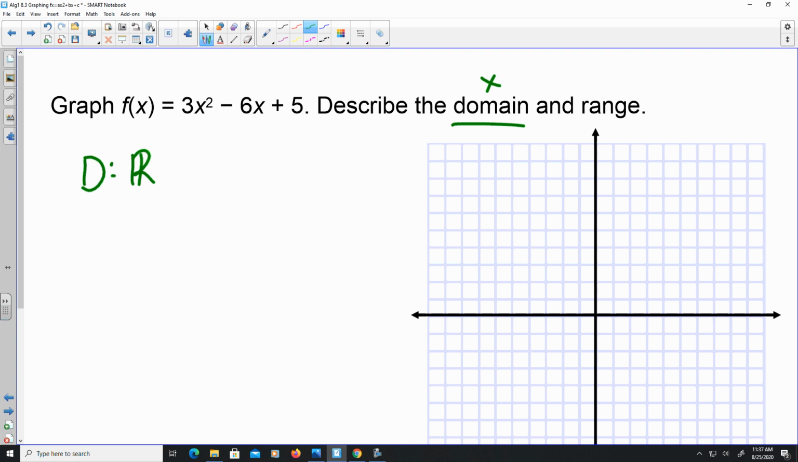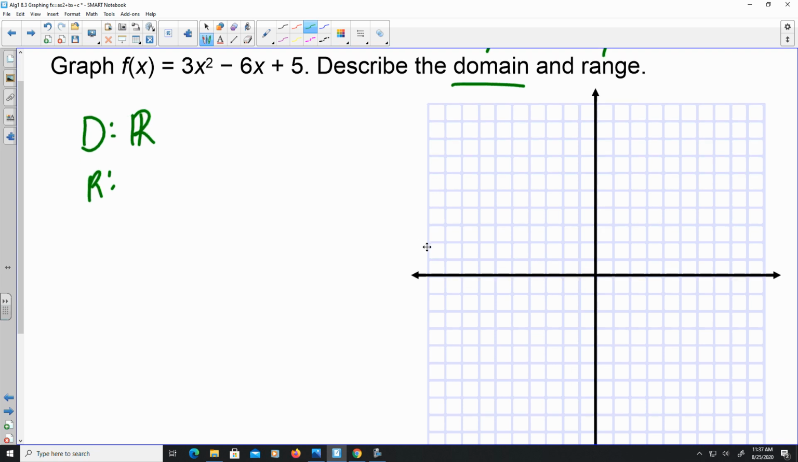Now my range is the set of y values. Now there is going to be a set of parameters for these particular sets, but it's going to be determined by where the location of the vertex is. So in order for me to find the vertex, I first have to find the axis of symmetry.